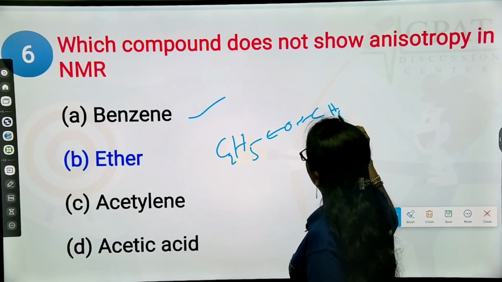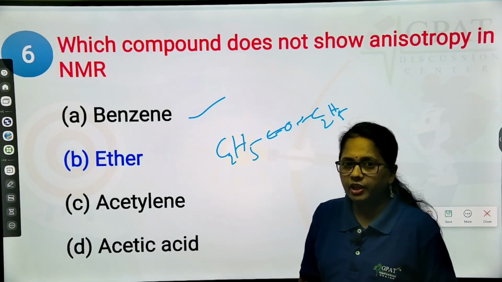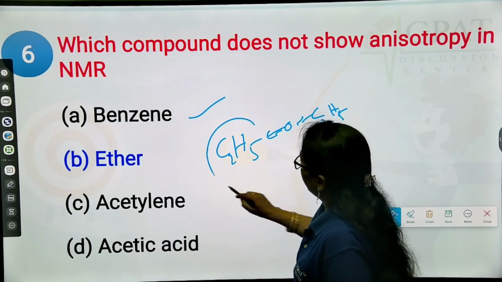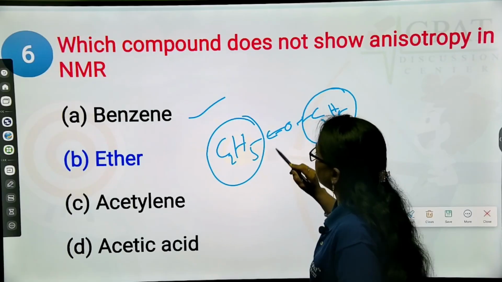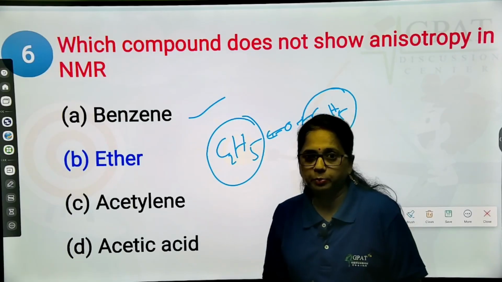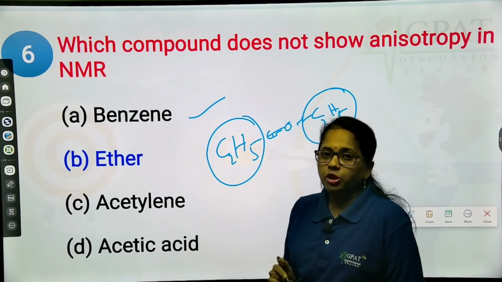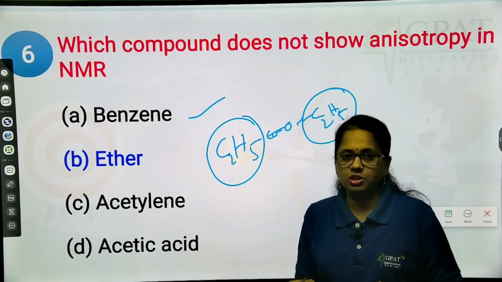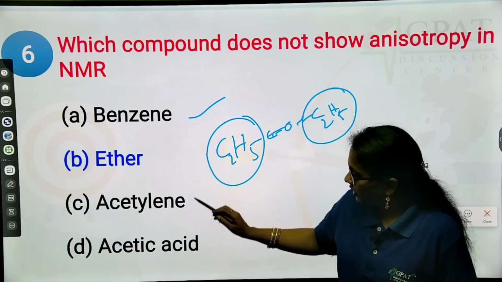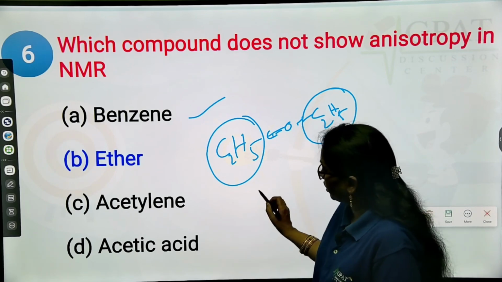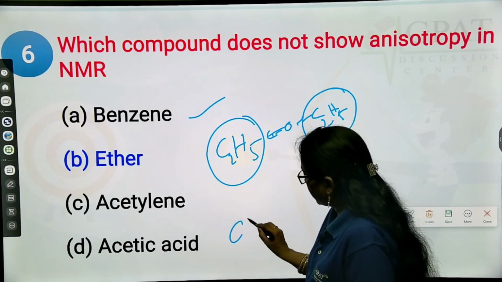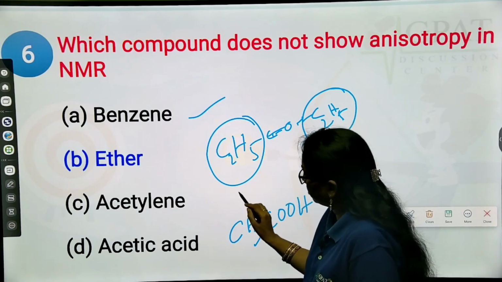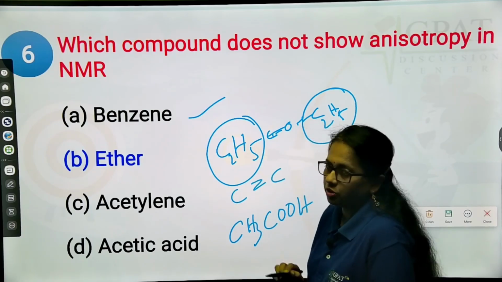C2H5. So actually, diethyl ether: due to the symmetry of C2H5, it is not going to give you any type of anisotropy. So imbalance is going to be there. Now acetylene and acetic acid, CH3COOH, acetylene. So you are going to see the C triple bond C.